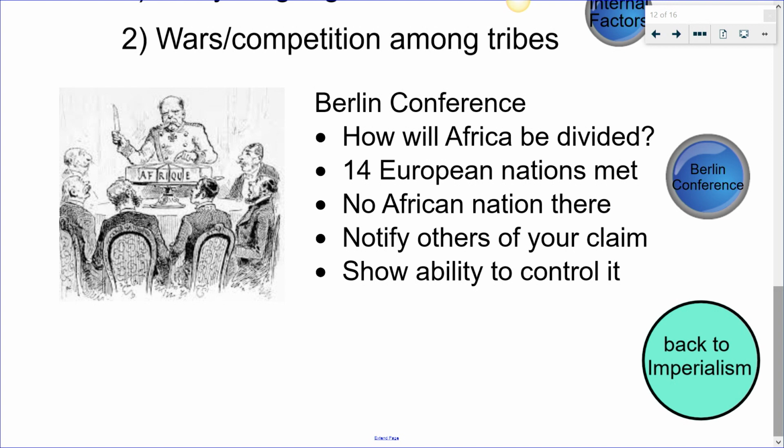They wanted to carve up Africa without really having to fight amongst themselves. This is a cool political cartoon which depicts that. They're just carving up Africa like a piece of pie and everybody gets their slice.